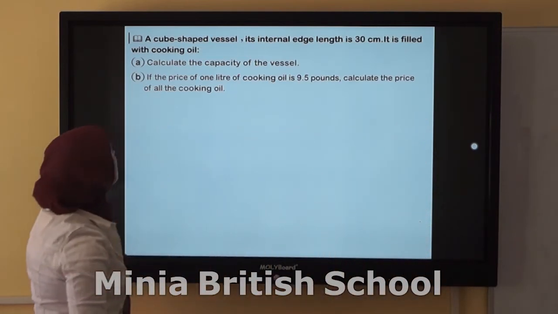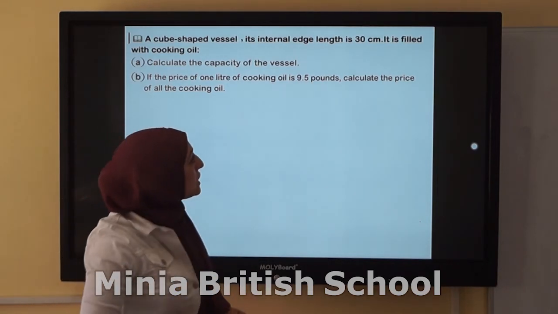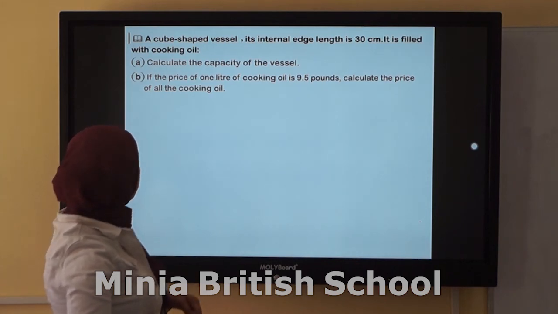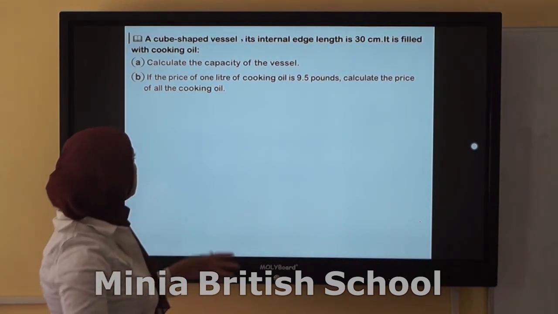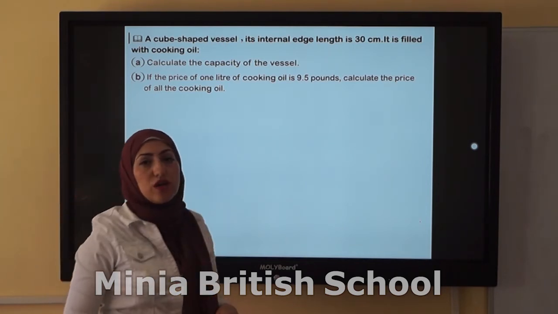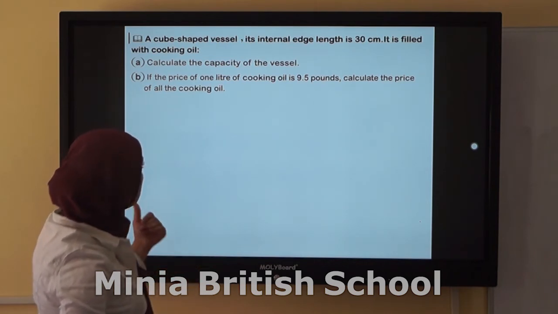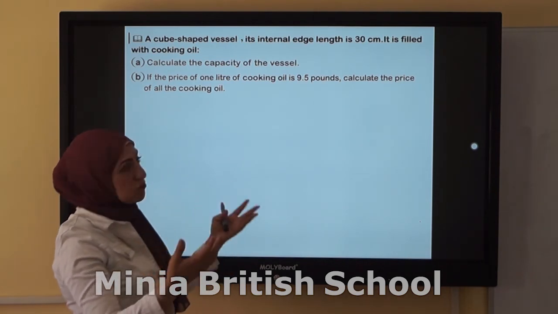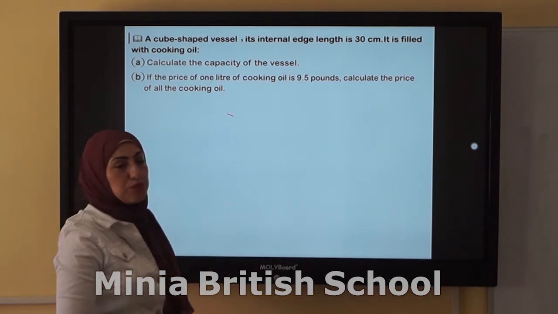Okay, a cube-shaped vessel, its internal edge length is 30 centimeters. It is filled with cooking oil. Calculate the capacity of the vessel. And the other question: if the price of 1 liter of cooking oil is 9.5 pounds, calculate the price of all the cooking oil. So first of all, I want to know the amount or the volume of the oil to know the price of it.